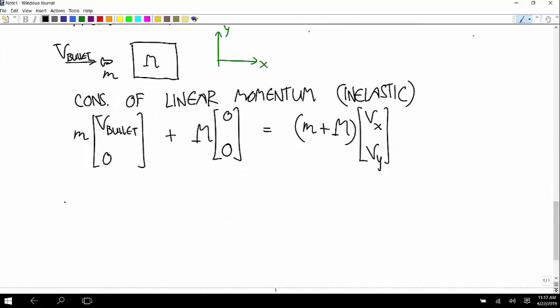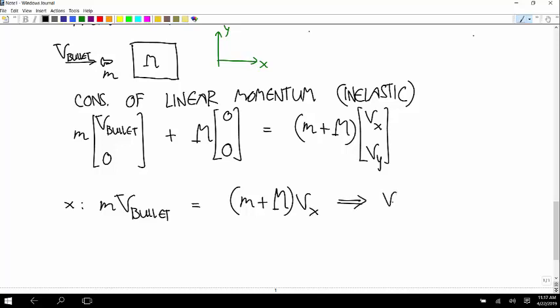Okay, so our X equation says m times V bullet is equal to the quantity m plus big M times Vx. And that says that Vx is equal to the mass of the bullet divided by the sum of the two masses times V bullet.